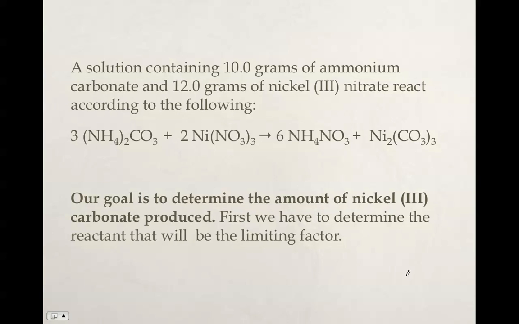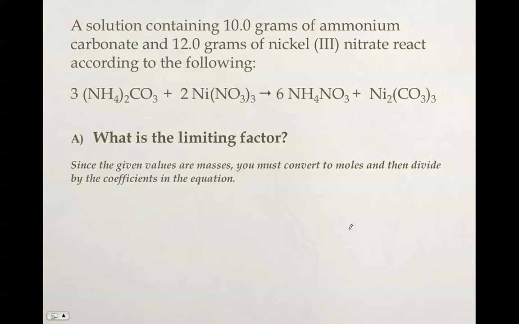So we have a solution containing 10 grams of ammonium carbonate and 12 grams of nickel(III) nitrate that react according to the following. So here we have our given equation. Our goal is going to be to determine the amount of nickel(III) carbonate that's produced. However, we first have to determine the reactant that's going to be our limiting factor. So we have the amount of ammonium carbonate and nickel(III) nitrate. We want to know, again, how much nickel(III) carbonate is going to get produced, but we first have to figure out what's our limiting factor.